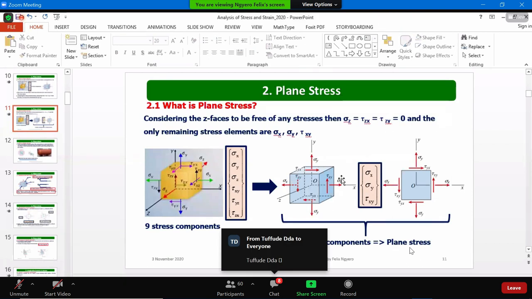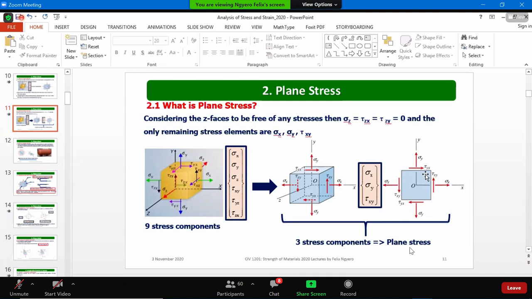So we shall be dealing with this state of stress here, plane stress, this simplified two-dimensional state of stress. So we shall be obtaining the maximum stress, the stress on an inclined section, etc. So this is what we'll be dealing with.